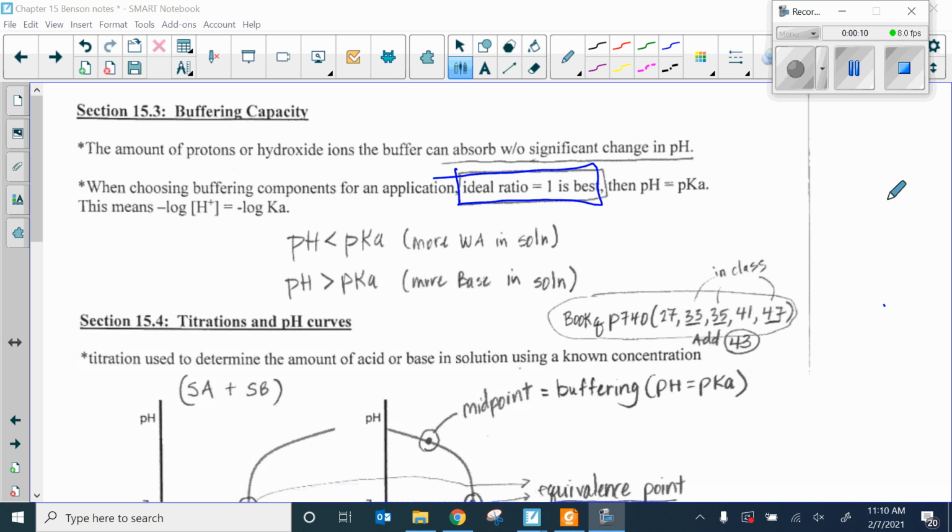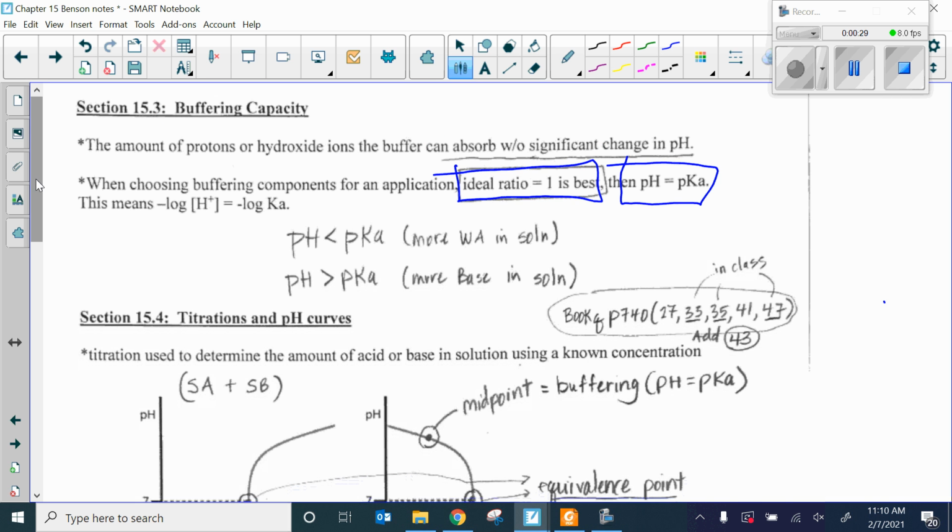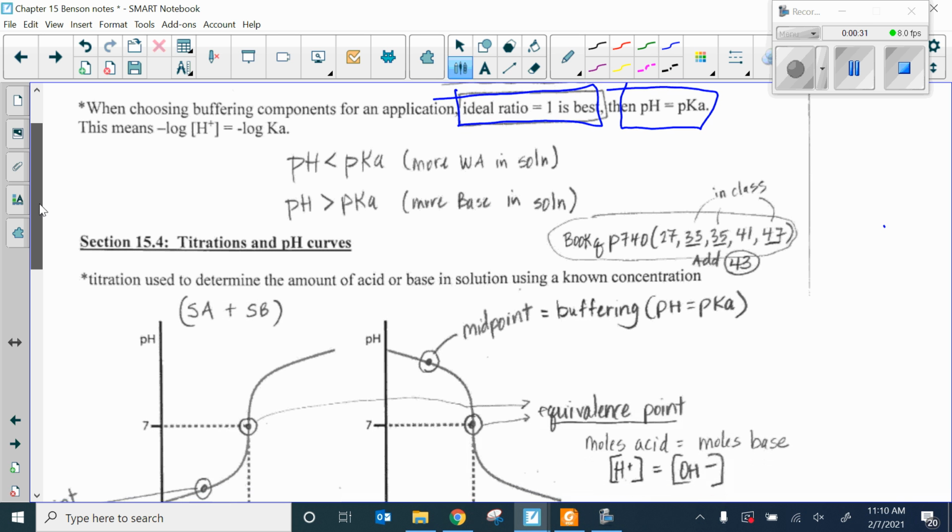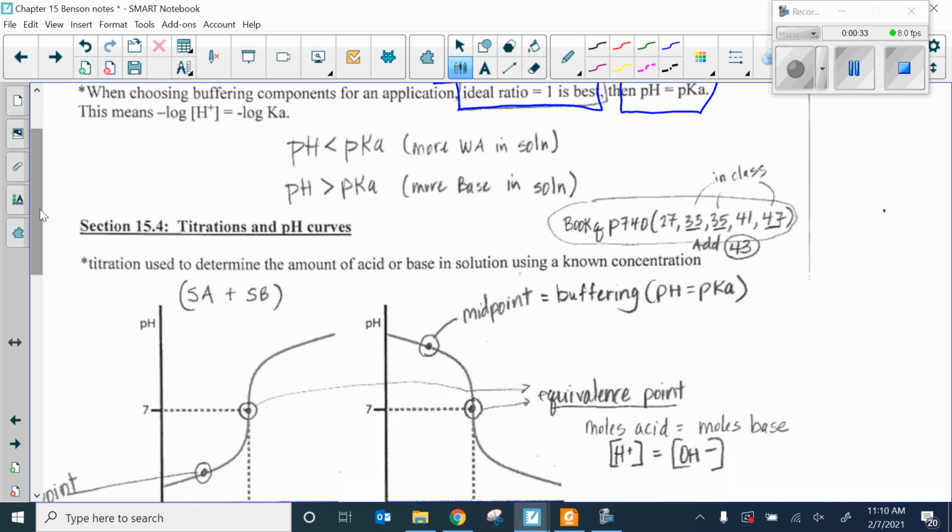I think in the last podcast, we talked about that a buffer is something that resists change, and our ideal ratio between the acid and the conjugate base is that if that ratio is 1. Also, we're going to talk a little bit about that if our pH is equal to our pKa, then it also is going to be a good buffering situation. And you can see here that I have the different scenarios that if our pH is less than our pKa, then we have more weak acid in solution, or vice versa with the base.